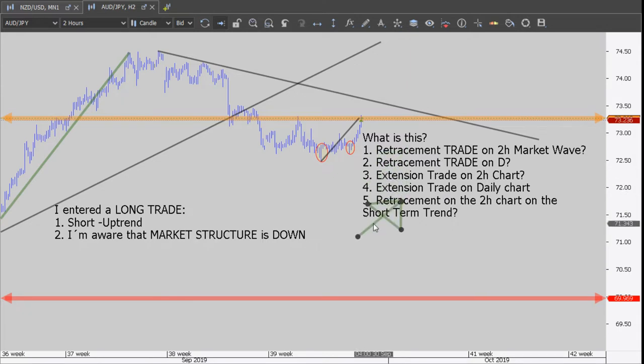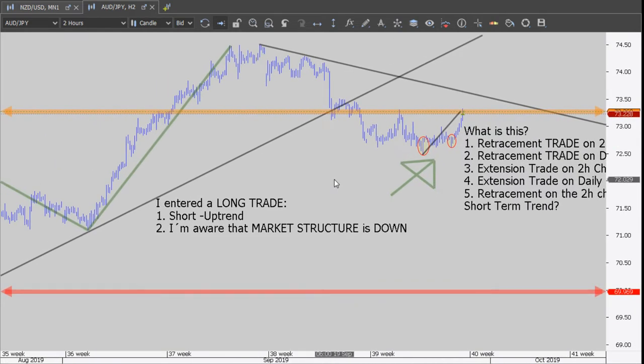Of course, I'm joking with you, some of them have nothing to do with it, right? So what is this? A retracement trade on the short-term trend. The market is too close to the trend line, and if it goes through, then you might consider long, but if it rebounds, then go short. This is a retracement trade on the 2-hour market wave.